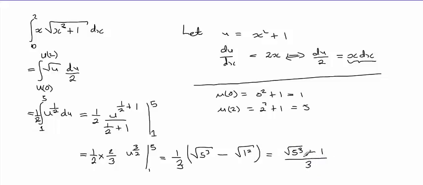I would leave this as it is here, square root of 5 cubed minus 1 over 3, and that is very accurate, it's very exact. I would try to avoid the decimal numbers there if it's not necessary. So as it is, the definite integral has been evaluated and the whole process has been shown.